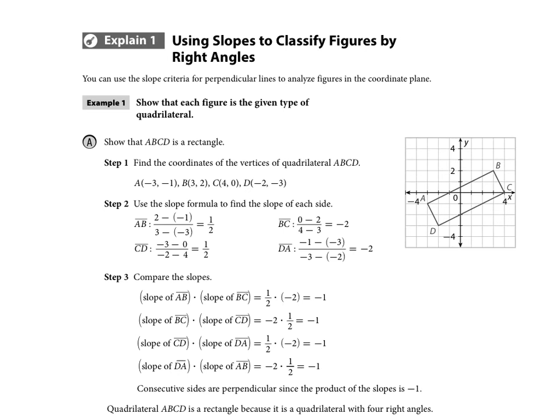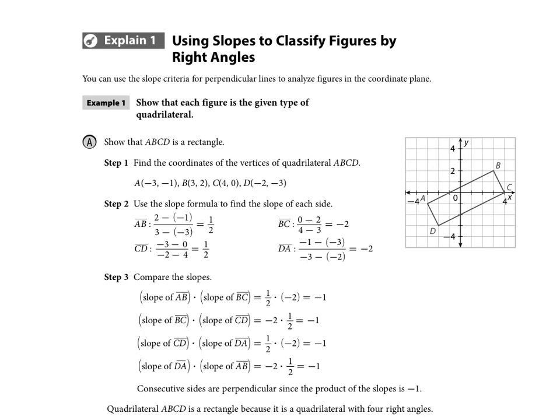Okay, this is video 10-2. We're going to be working through Explain 1, which is using slopes to classify figures by right angles. And of course we're going to be looking into whether we have rectangles in example 1 here. Example 1 says, show that the figure is the given type of quadrilateral. It says, show it's a rectangle, which hopefully makes sense why we're talking about right angles.